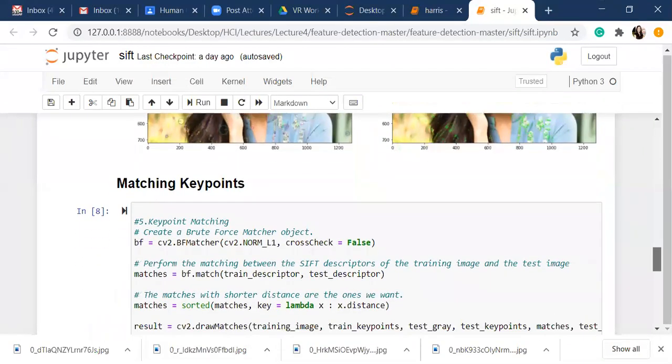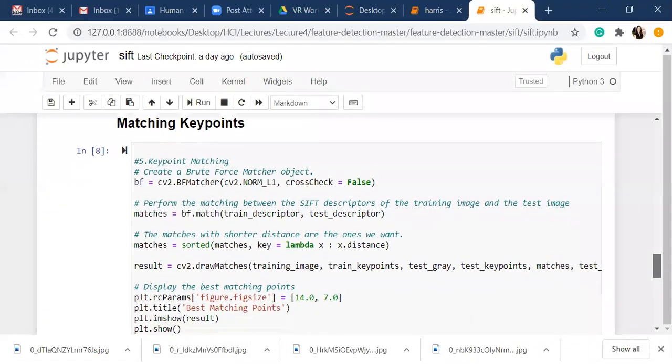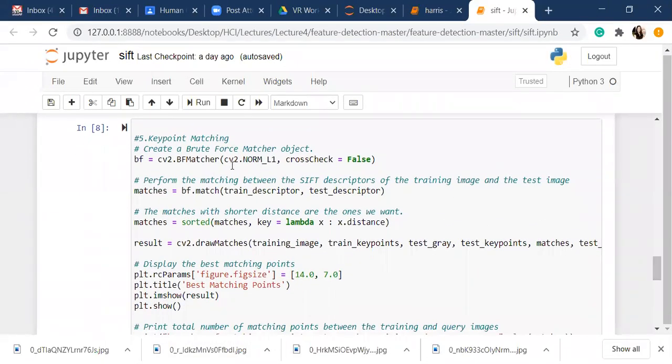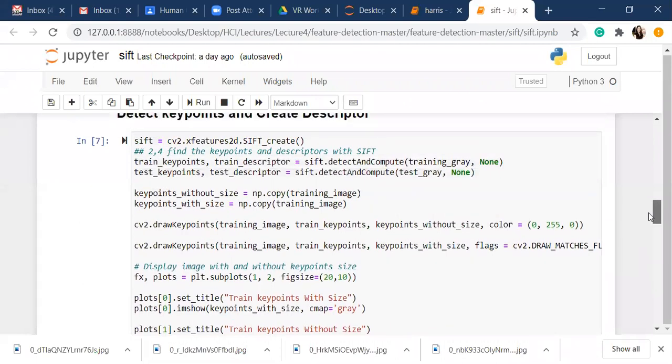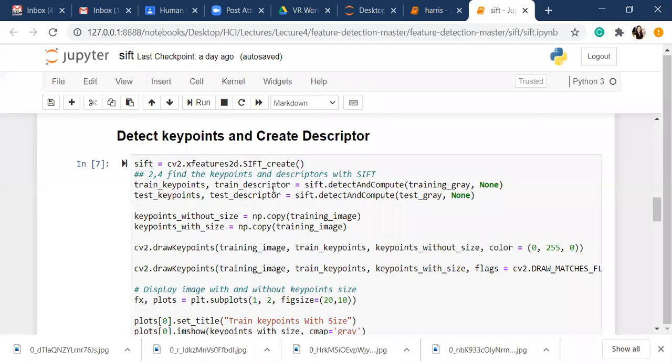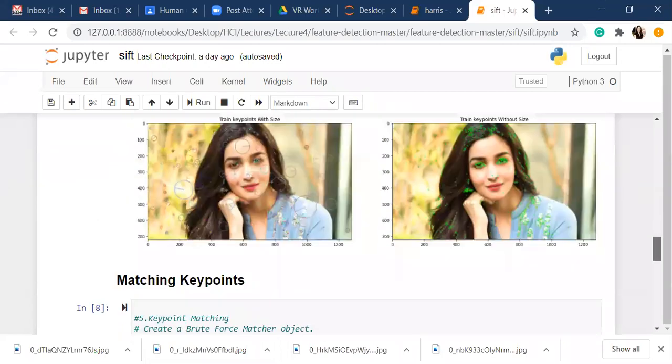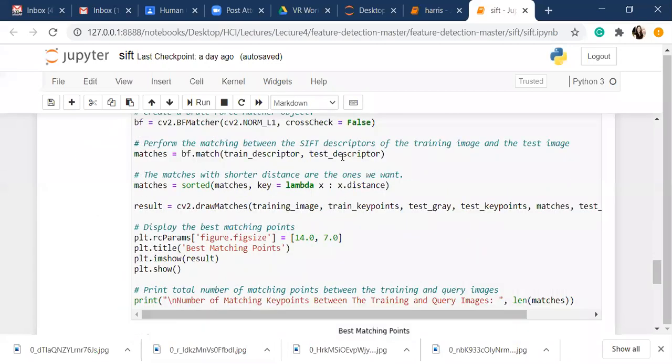Then matching the key points for the augmented reality. For the matching of the key points, there is a method called the brute force matcher. It basically uses a normalization value in terms of the Hamming distance. By using this brute force matcher, you can calculate the Hamming distance. You have to pass the train descriptor and the test descriptor that you created in the above code, because along with the features you have to do the mapping now. That's why you need descriptors.